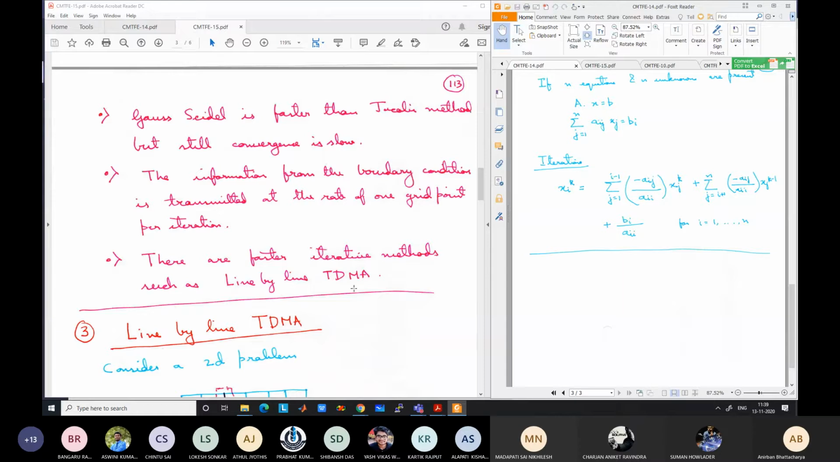And there are faster iterative methods where the boundary conditions are passed internally in one step of the iteration itself, along one entire line. That method is known as line by line TDMA, and that is what we are going to study next, which is obviously much faster as compared to this type of point method.